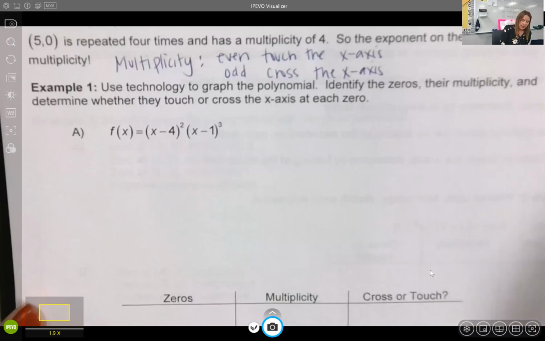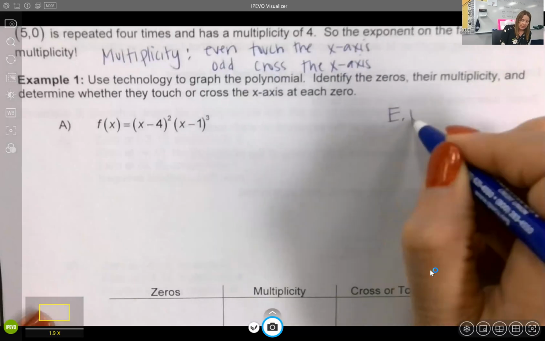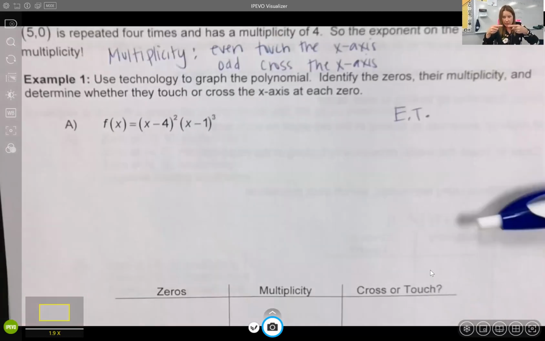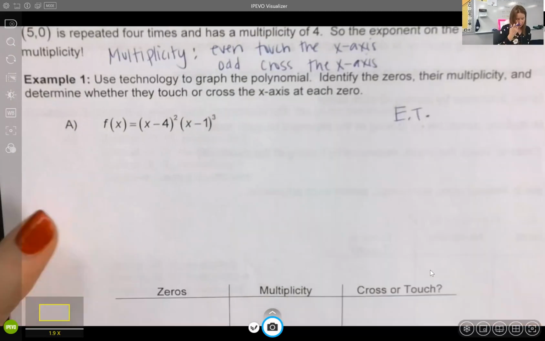Okay, so when I do my multiplicities, I try to remember, you guys know the E.T., the alien extraterrestrial, and he goes like this and he kind of touches his 2 fingers together. You guys maybe haven't seen the movie, but it's coming out again. So E.T., he always would like touch the 2 fingers like this. So if you remember even touches like E and T, then that can help you remember when it crosses and when it touches.